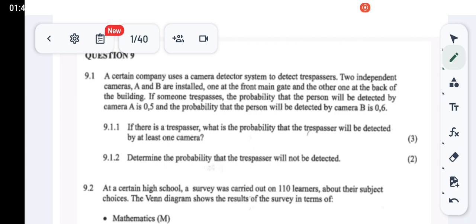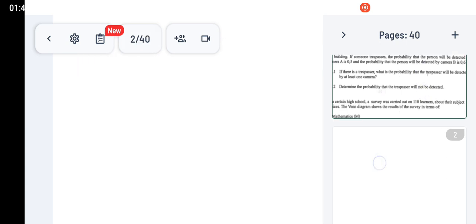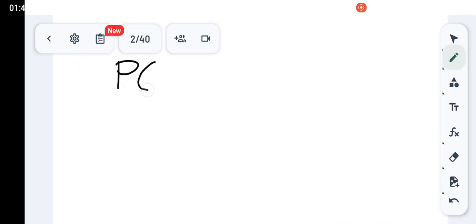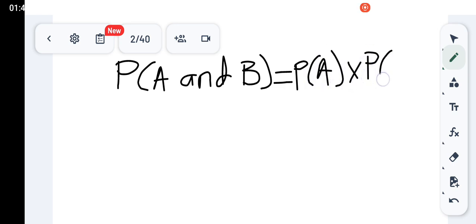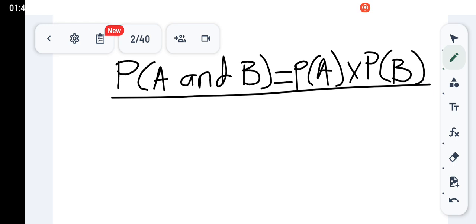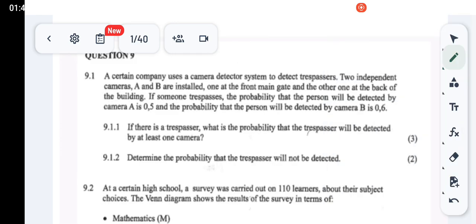are independent. And for independent events, probability of A and B is going to be equal to probability of A multiplied by probability of B. This is applicable only if two events are independent, which in this case they are telling us that two independent cameras A and B are installed. One at the front main gate and the other one at the back of the building.